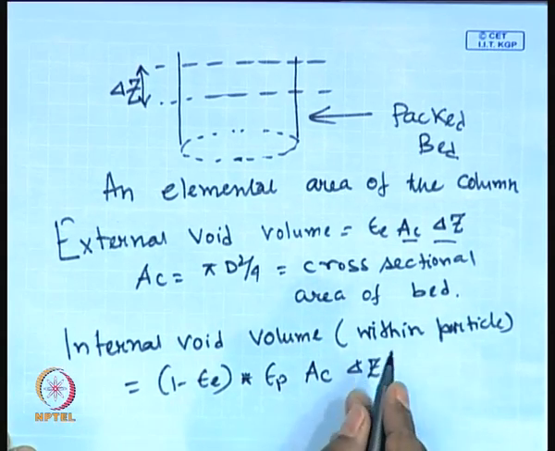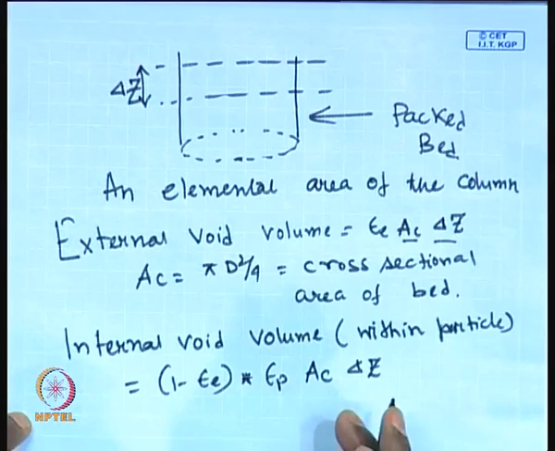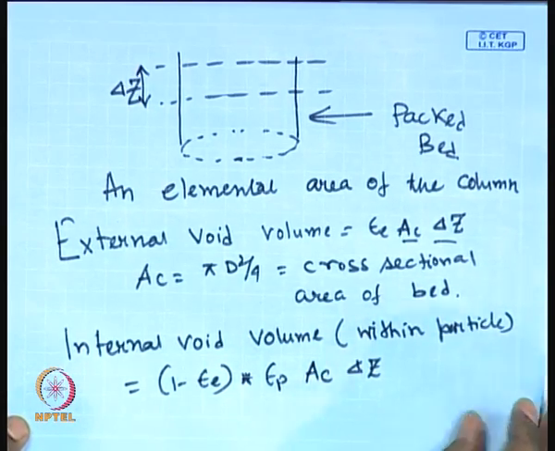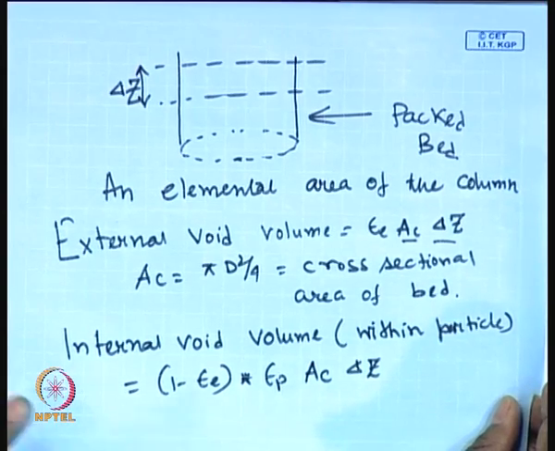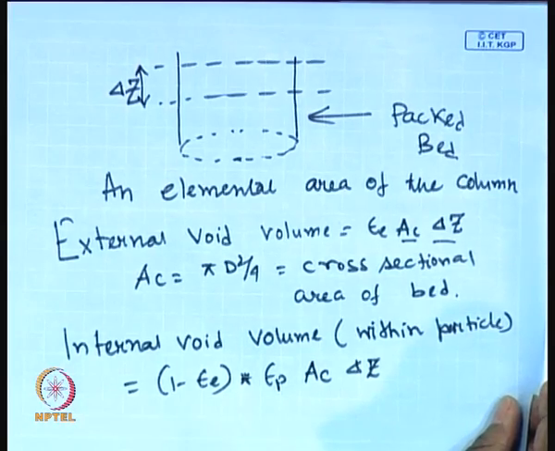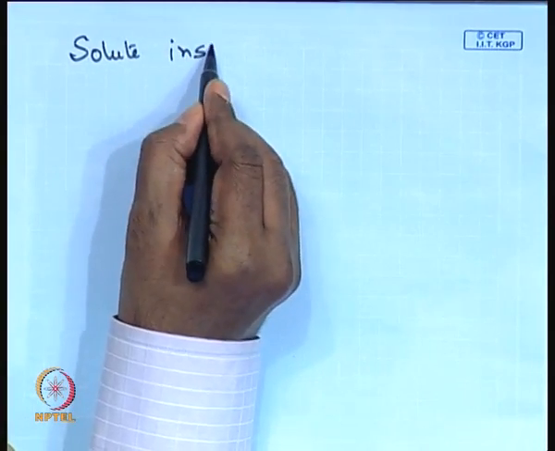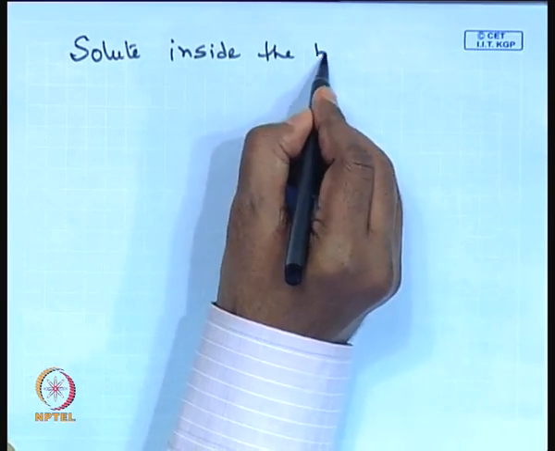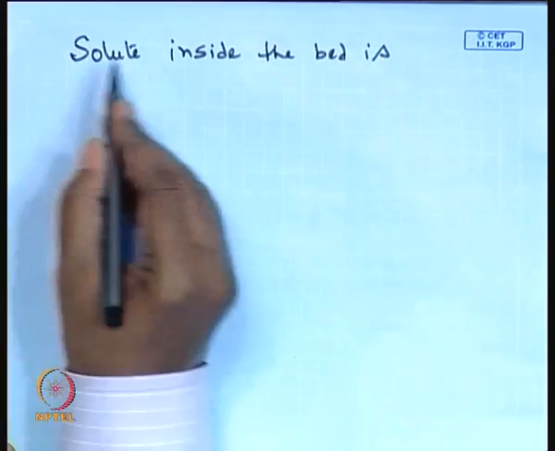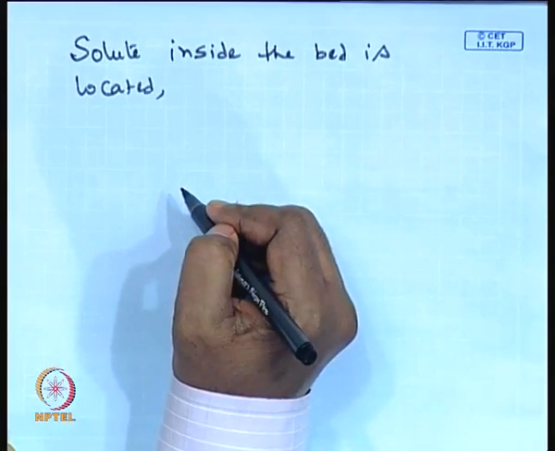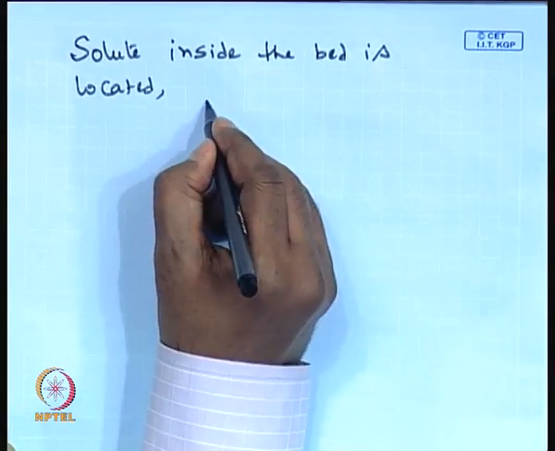Right. Now, solute in the bed can be in the mobile phase or in the external volume, or it can be in the stagnant liquid phase inside the particle, or it can be sorbed on the particle. So, there may be three types of location where you can find a solute inside the bed. Okay. So, solute inside the bed is located either in any one of these or all of them or some two of them. Okay.